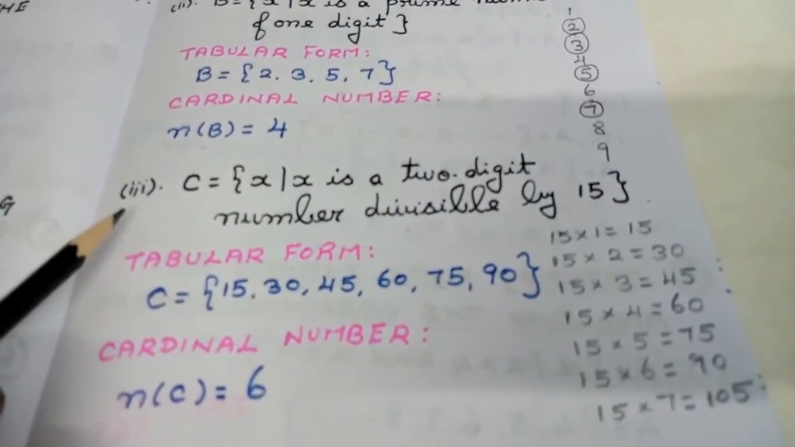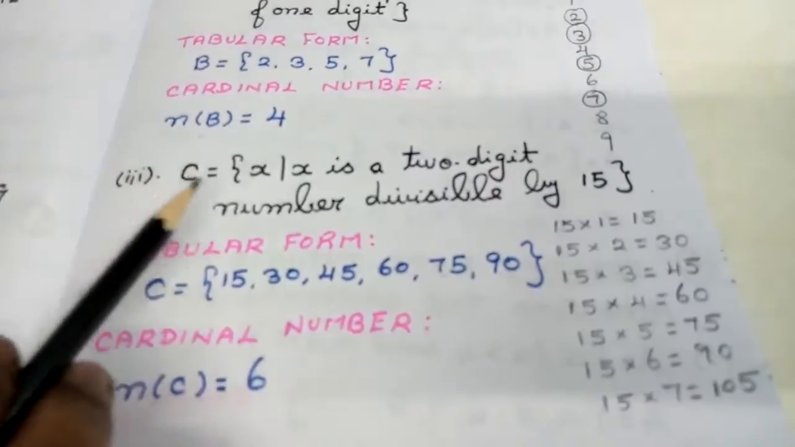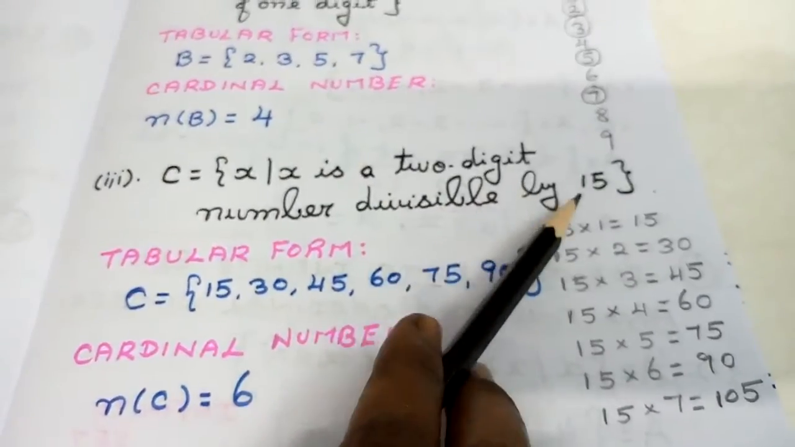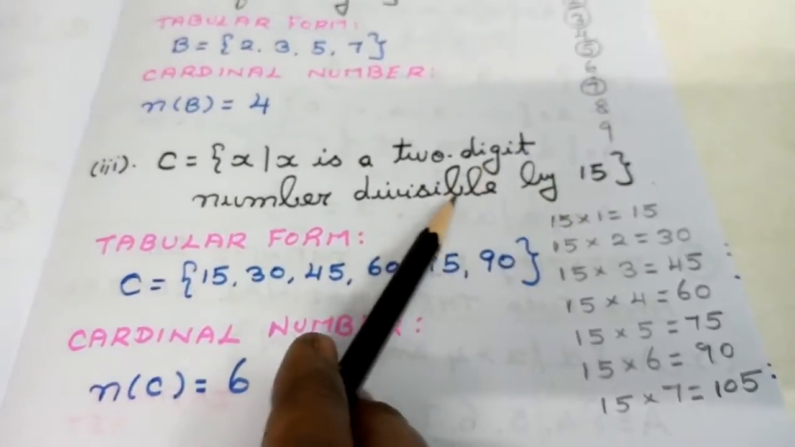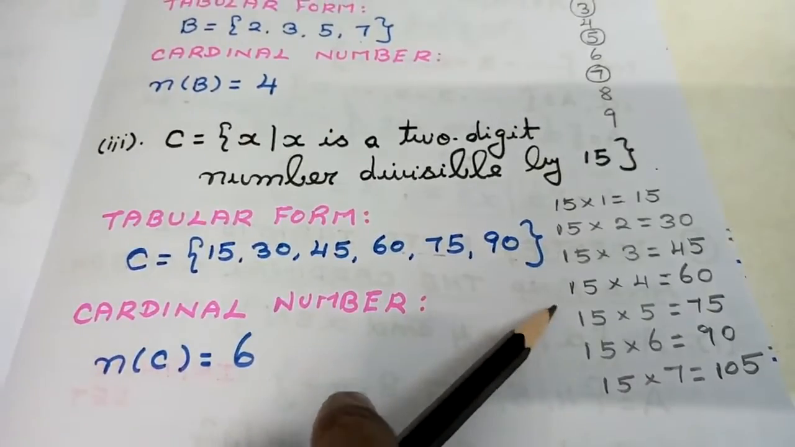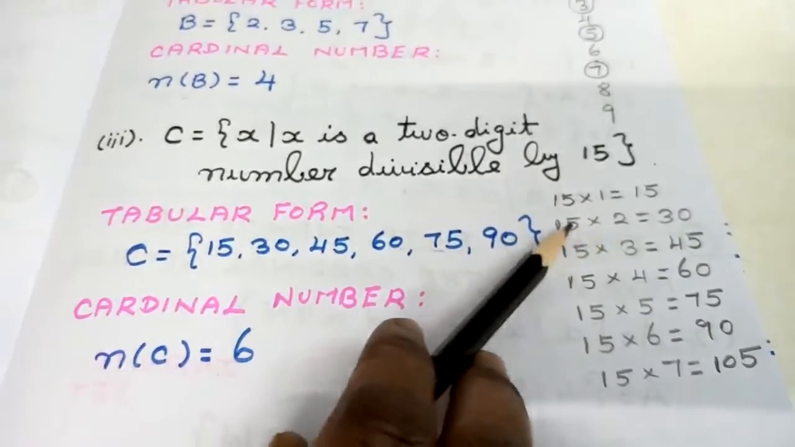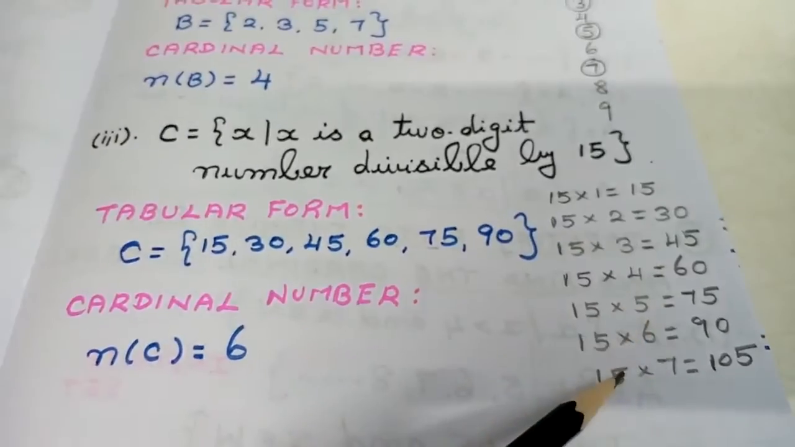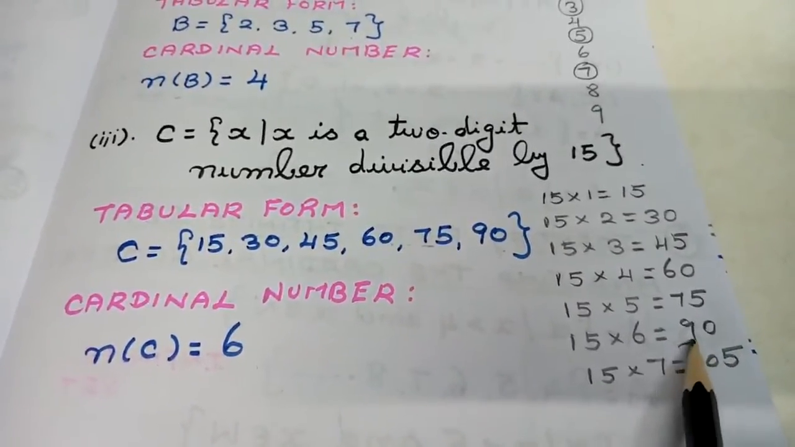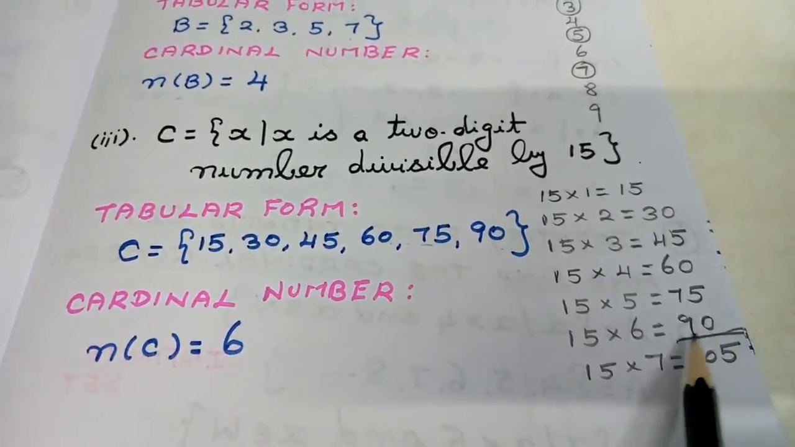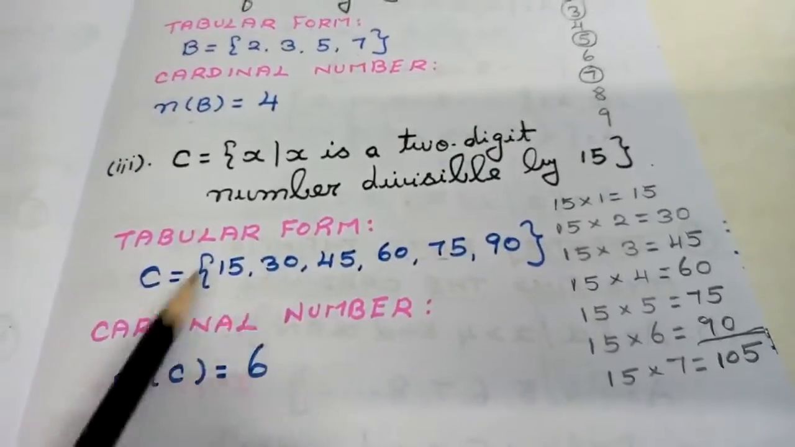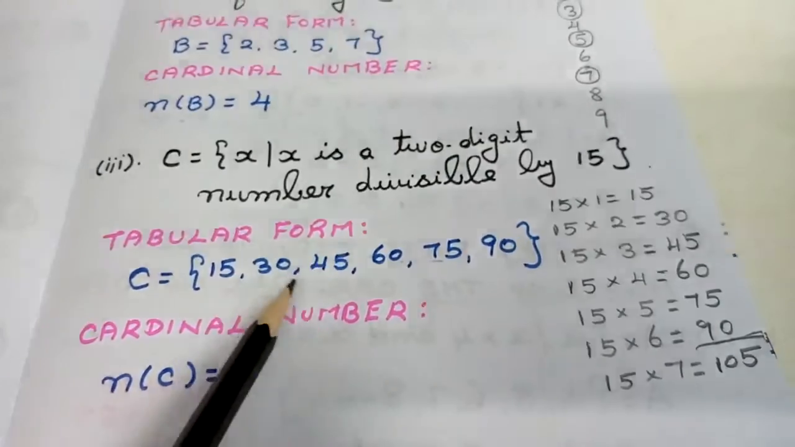Coming to the third question given in the fourth part. C is equal to x such that x is a 2-digit number divisible by 15. The meaning of this statement is you are going to take the 15 table, students. If you check, 15 ones are 15, 15 twos are 30, and if you go up to 15 into 7, that is 105, so I am crossing 2 digits. So you are going to take up to 90, that is 15 into 6, 90. I am going to take only these answers and put them in tabular form. That is the meaning of that statement.